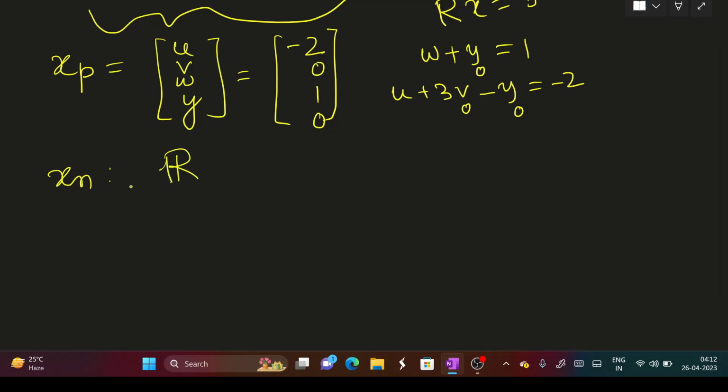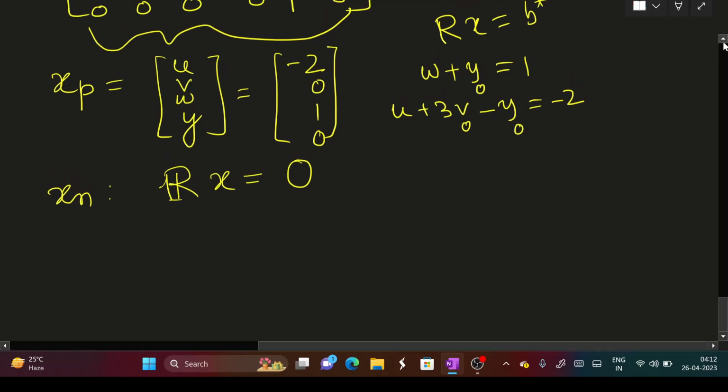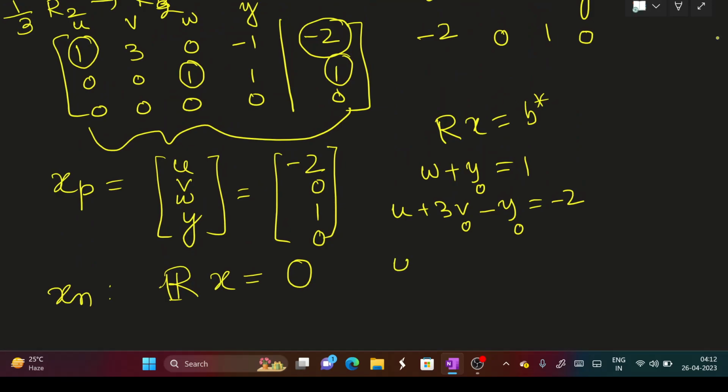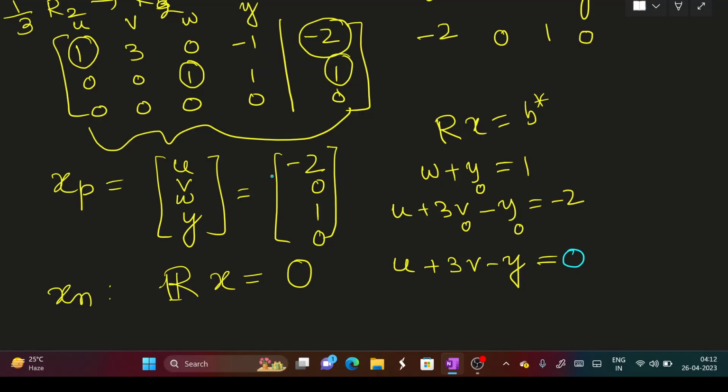Ax is equal to 0. We have to solve it. So how to solve? What are the equations? The equation is u plus 3v minus y is equal to, specifically I want to show it, that's why I am writing here the right hand side 0.